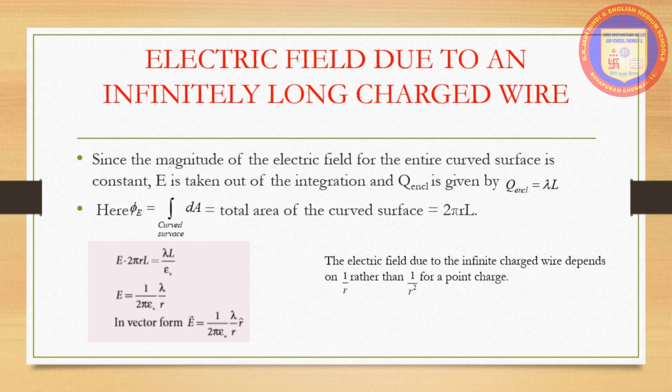Since the magnitude of the electric field for the entire curved surface is constant, E is taken out of the integration, and Q enclosed is given by Q enclosed equal to lambda into L. Here, integral of dA over the curved surface is equal to the total area of the curved surface, which is equal to 2 pi rL. Substituting the values, we get E into 2 pi rL is equal to lambda L divided by epsilon naught.